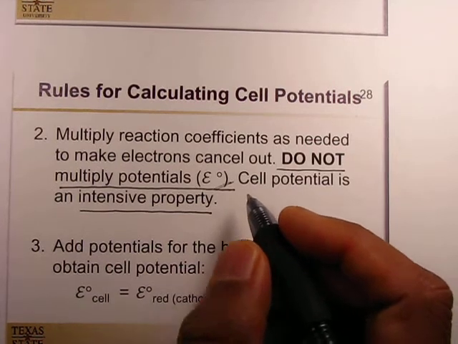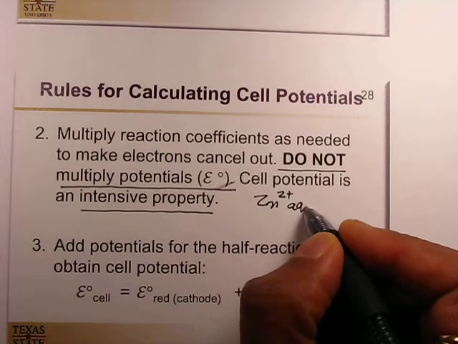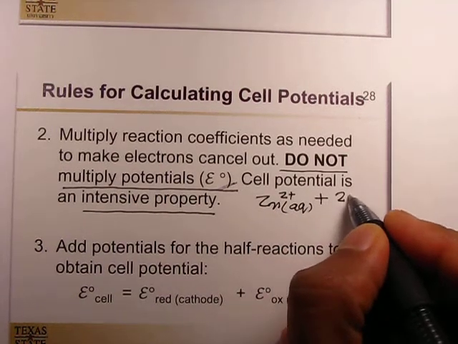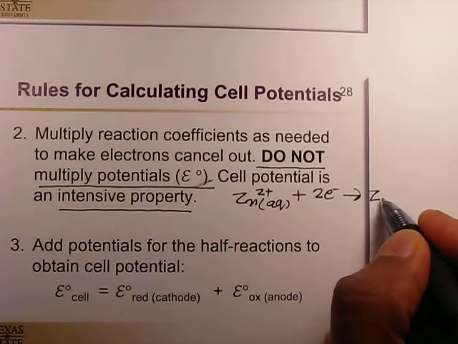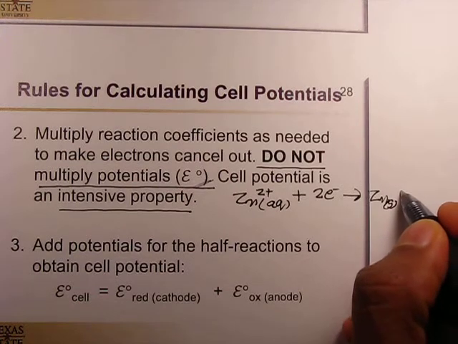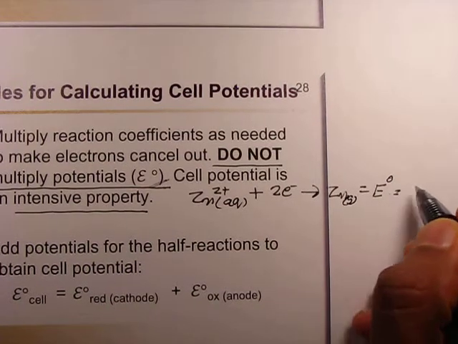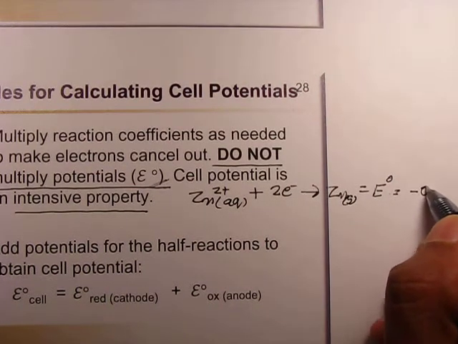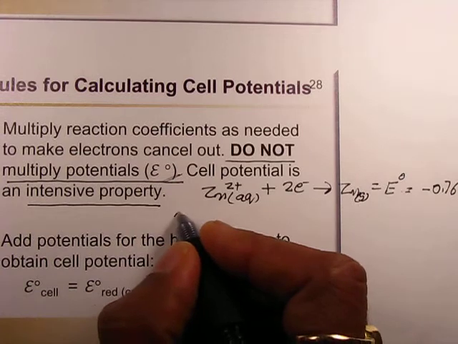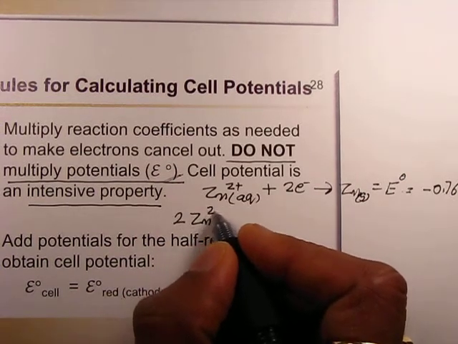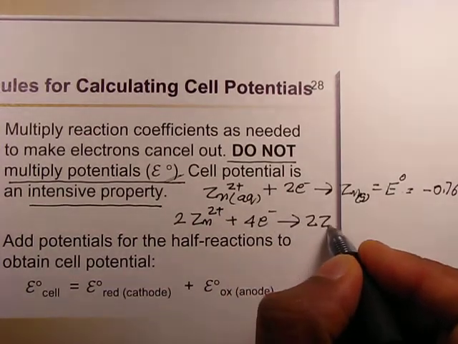if we have Zn2+ aqueous plus 2 electrons, written like this, going to zinc solid, the reduction potential for this is negative 0.76 volt. And if we multiply this reaction by 2, we get 2 Zn2+ plus 4 electrons going to 2 zinc solid.